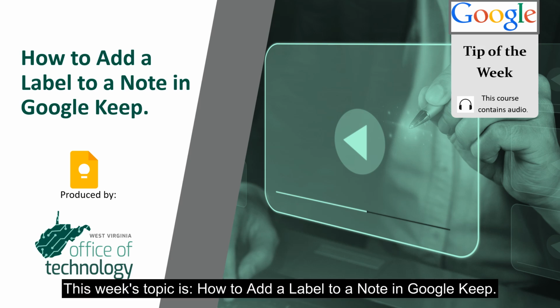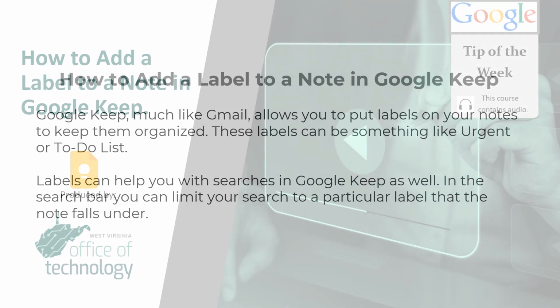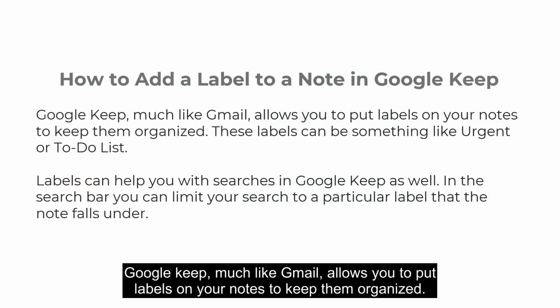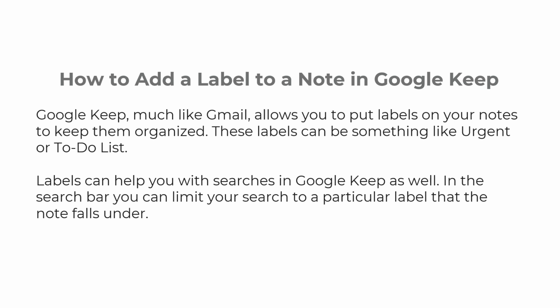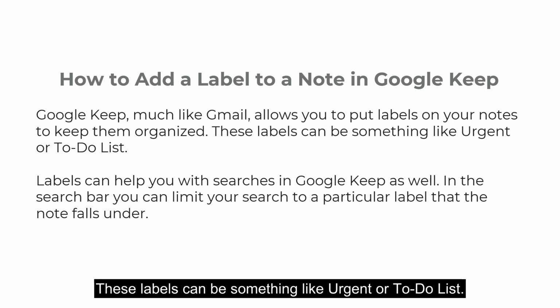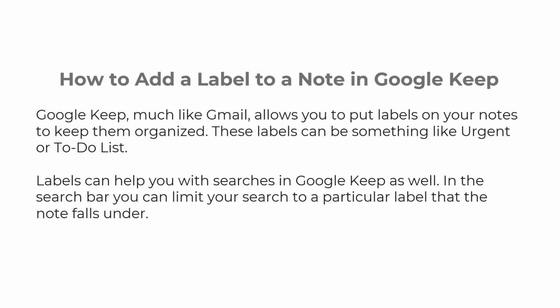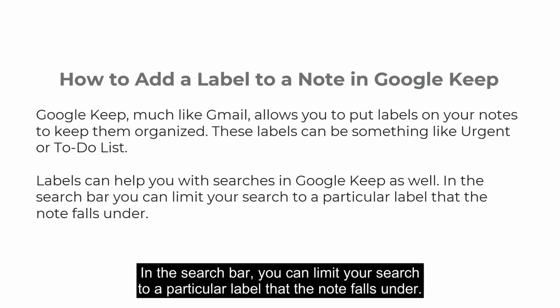This week's topic is how to add a label to a note in Google Keep. Google Keep, much like Gmail, allows you to put labels on your notes to keep them organized. These labels can be something like urgent or to-do list. Labels can help you with searches in Google Keep as well. In the search bar, you can limit your search to a particular label that the note falls under.